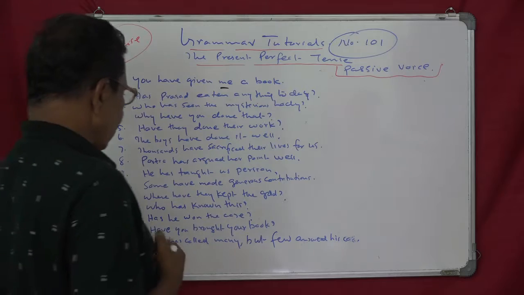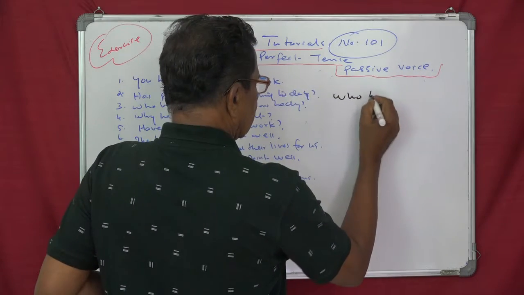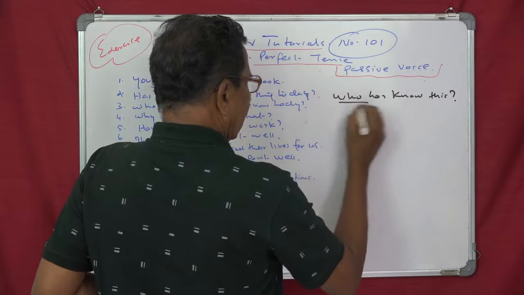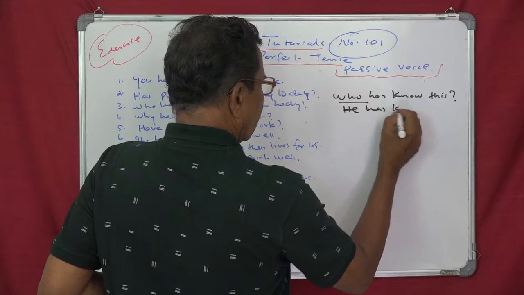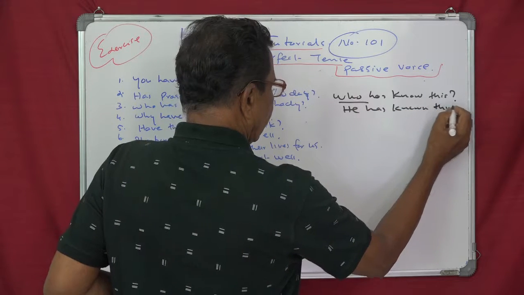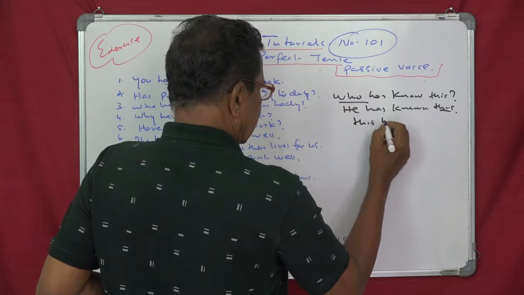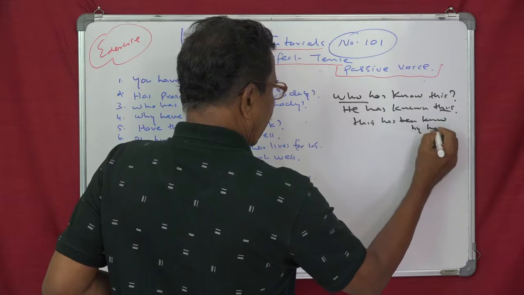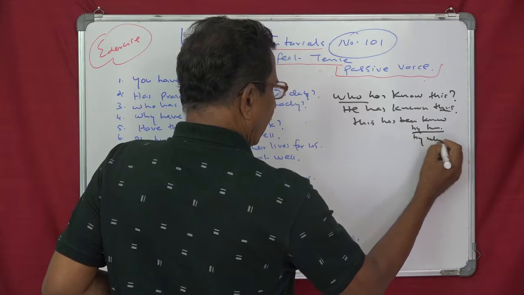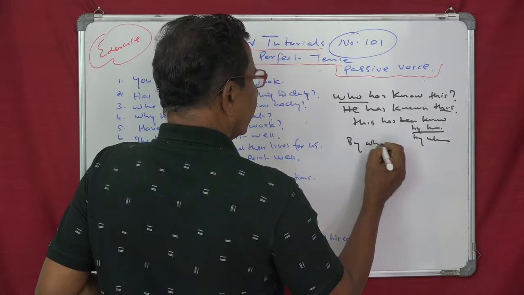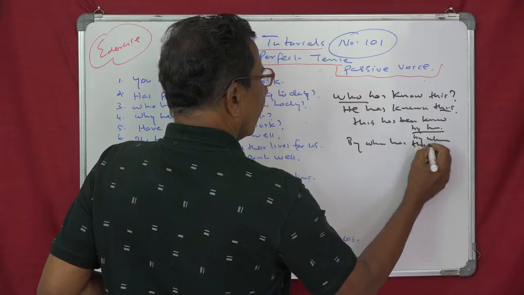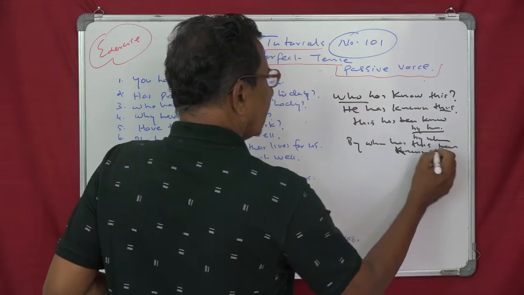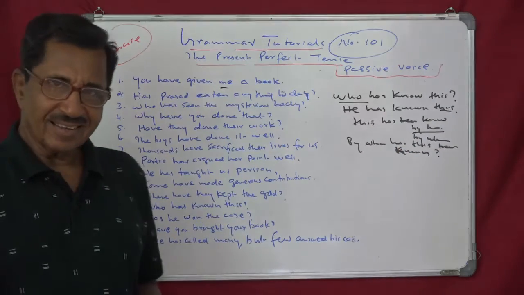See, look at this. Who has known this? Question. So instead of who, he has known this. Okay, then this has been known by him. Instead of by him, by whom? By whom? Question, by whom has this been known? By whom this has been known. Clear?